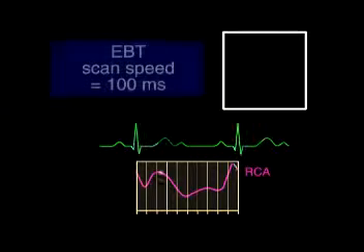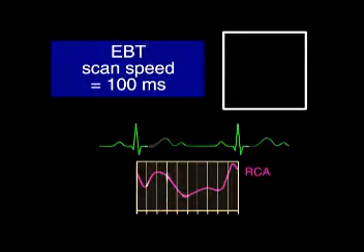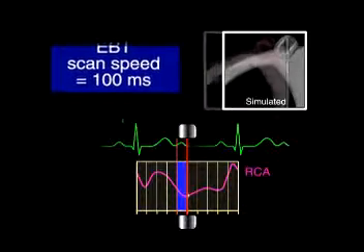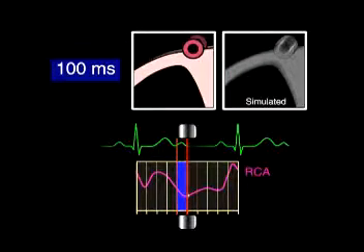An EBT acquisition is demonstrated. The scan, represented here with a red line, is also prospectively triggered and continues for 100 milliseconds across the x-axis. The resulting scan shows slight motion of the coronary artery during the EBT acquisition. The area under the curve is small and is shown as a fine blue line, which depicts minimal coronary motion.